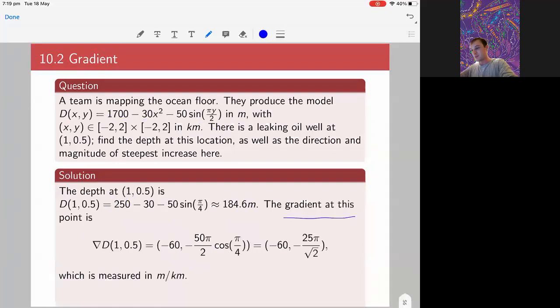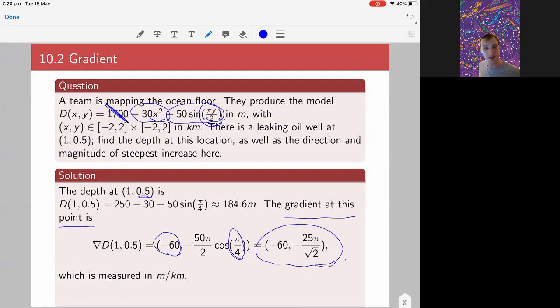Let's work out the gradient of that at this point. Let's hope we can actually do that. The good thing about the gradient is that when we're finding the gradient, we've got to differentiate the function. The derivative of a constant just turns to 0. The derivative of minus 30x squared with respect to x is minus 60. The derivative of this with respect to y, that's minus 25 pi times cosine of pi y on 2. But remember, y is a half, so we end up with cosine of pi on 4. If one evaluates this, you end up with minus 60, comma, minus 25 pi on root 2.